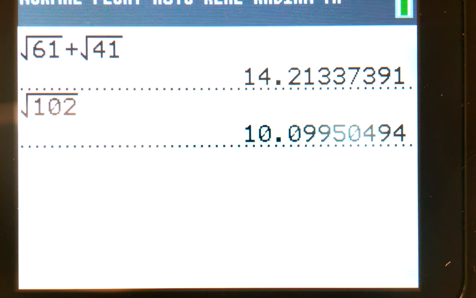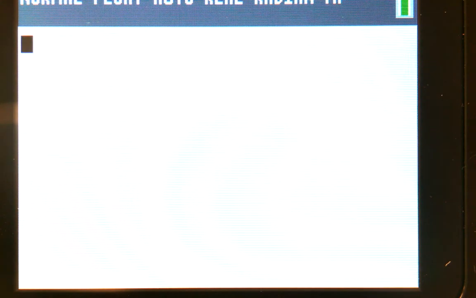The square root of 102 is 10.09. That is not the same thing. So you cannot tell me that the square root of 61 plus the square root of 41 is the square root of 102. They're just not the same. But I can still calculate the perimeter.